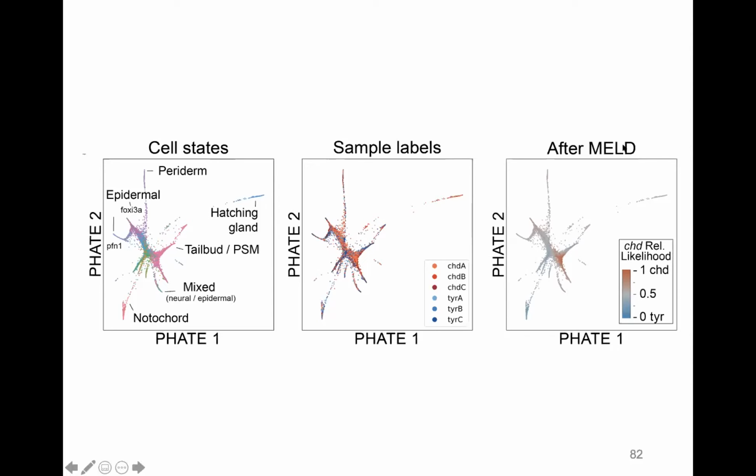And so what I want to emphasize here is that when we run MELD on this data set, the output is a ratio that goes between 0 and 1, where 1 means that you are 100% likely to observe that cell in the Corden condition with respect to the tyrosinase, or 0 means that you are 0% likely to observe that in the Corden condition relative to the tyrosinase.